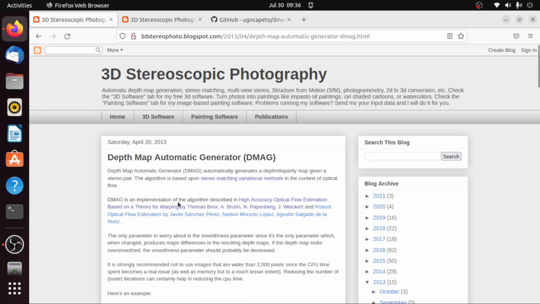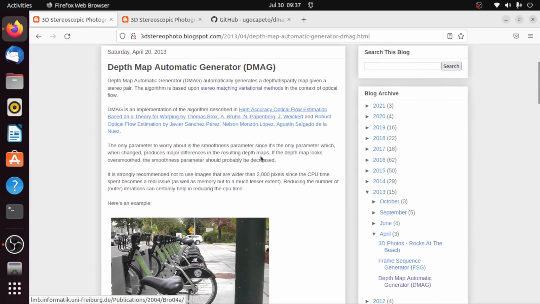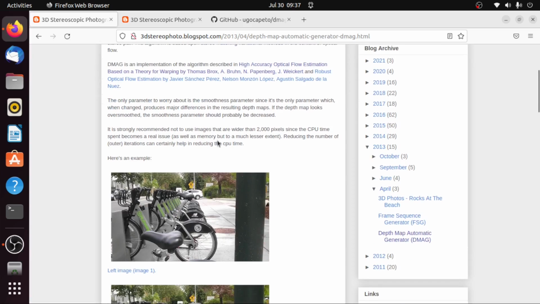So DMAG is an implementation of the algorithm described in the papers. The main author is Thomas Brox, and you will see or hear his name a lot when you do optical flow. But I'm not going to go through the papers. There are two papers you can look at. So then I show some examples.